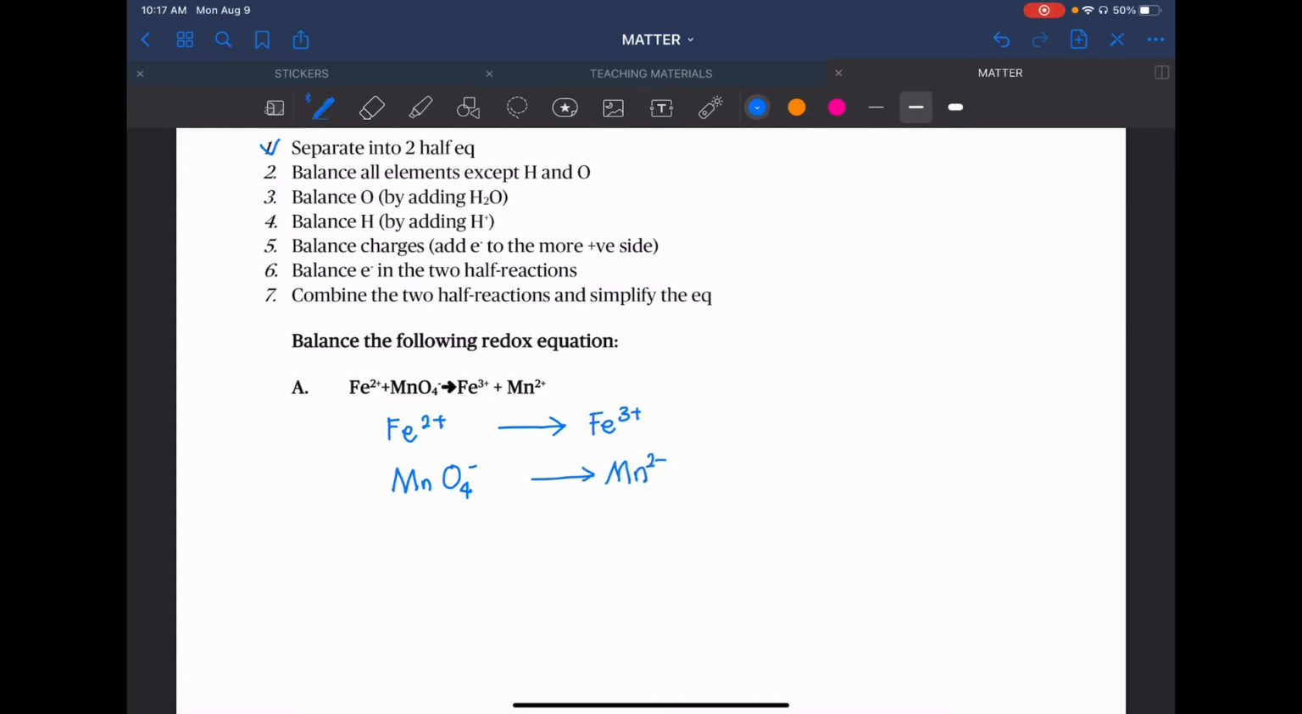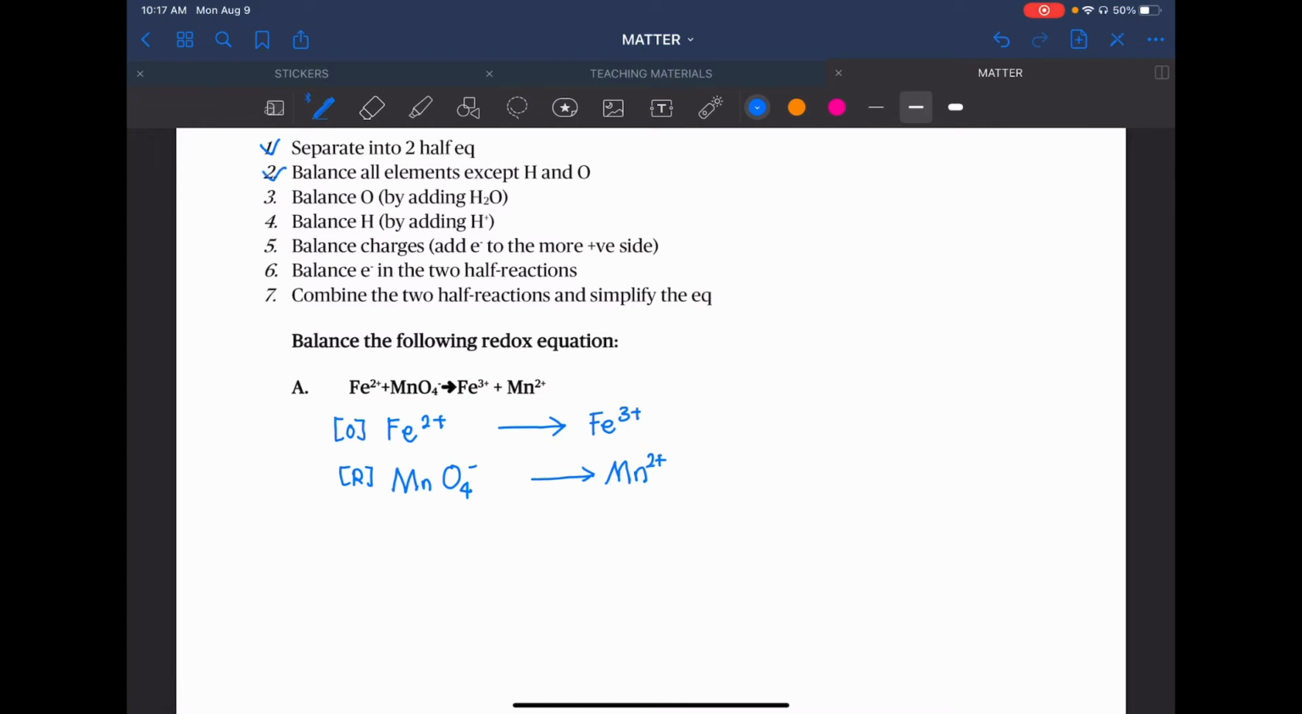Mn2 plus. Okay, from the equation, kalau awak tengok, iron 2 plus, iron 3 plus, the oxidation number increase. So basically, this is oxidation. Automatically, another half equation becomes reduction. Okay, so settle the first one. Separate into 2 half equation.